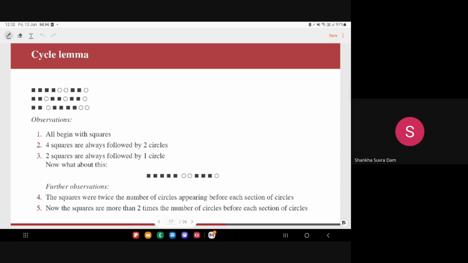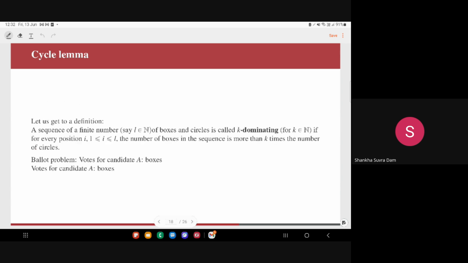So you can observe this as well. Yeah, this is quite redundant after all the math we have done. So the definition: a sequence of a finite number of boxes and circles is K dominating, for K in the natural numbers, if for every position I between 1 and L, both included, the number of boxes in the sequence is more than K times the number of circles. To correspond this to the ballot problem, we can consider the votes for A to be represented by boxes and votes for B to be represented by, not boxes, circles.